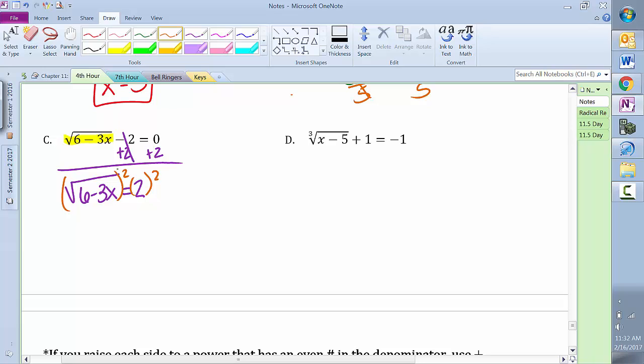So I am then left with, because these cancel, 6 minus 3x equals what? 4. Oh my gosh, it is 4. You were right. 2 squared is 4. I think you're thinking of 2 cubed. From here, you should be able to solve.